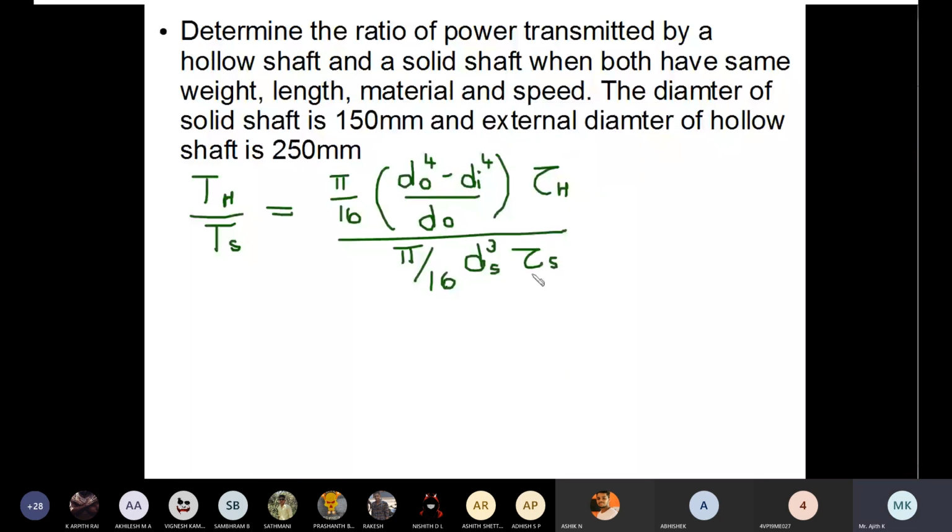So when you cancel common terms, pi by 16 is common, you can cancel. Since the material is the same, tau h and tau s you can cancel. So we'll write the final expression. And before substituting, you can calculate d naught, whose value is given in the question. d naught is 250 to the power 4 minus di, which is unknown, divided by d naught, again 250.